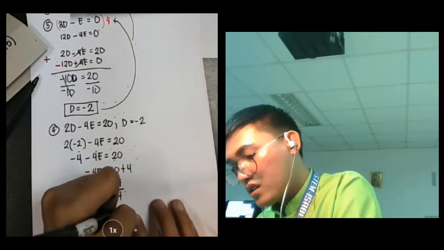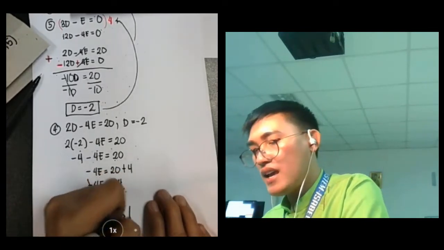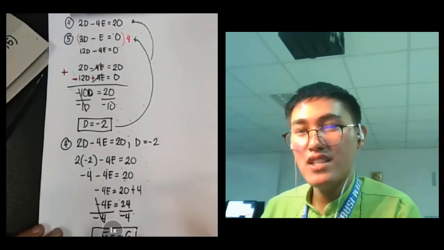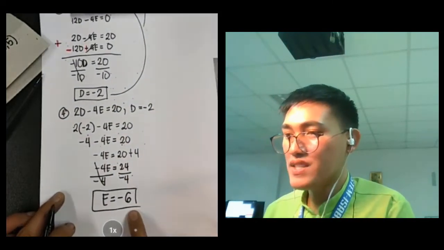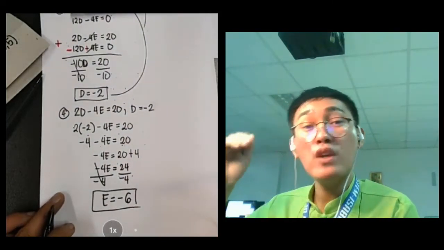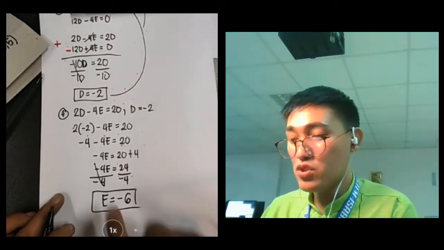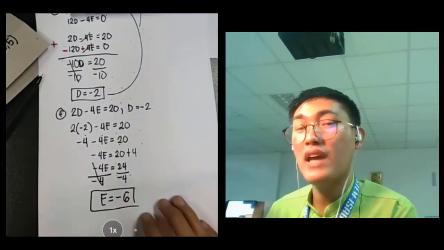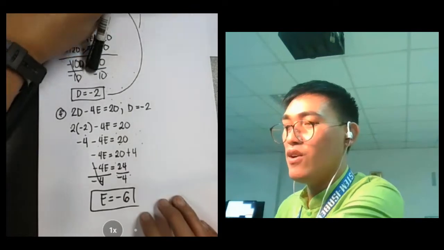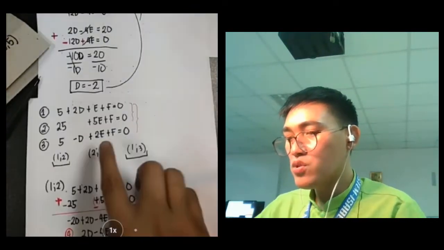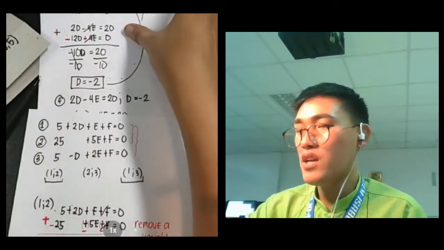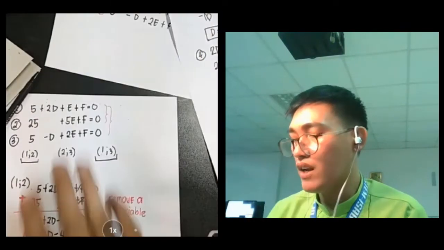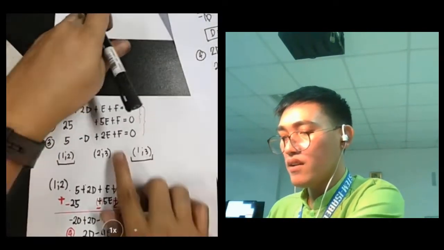Now, we will go to equations 1, 2, and 3 to substitute both of the values to get letter F. Let's go back here. You can choose one equation here and substitute the value of D and the value of E. So which do you want? Let's go to number 1 now. Number 1.